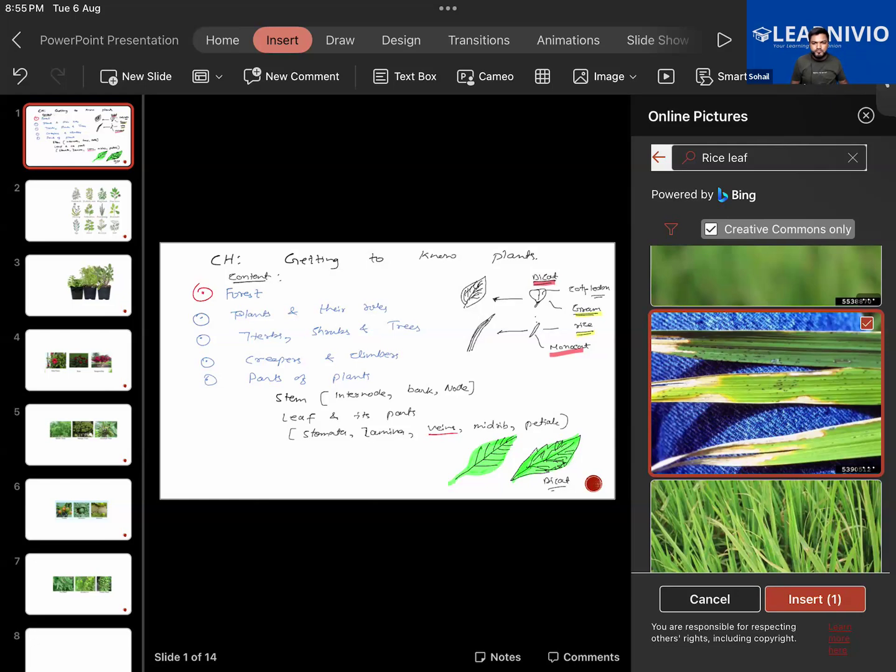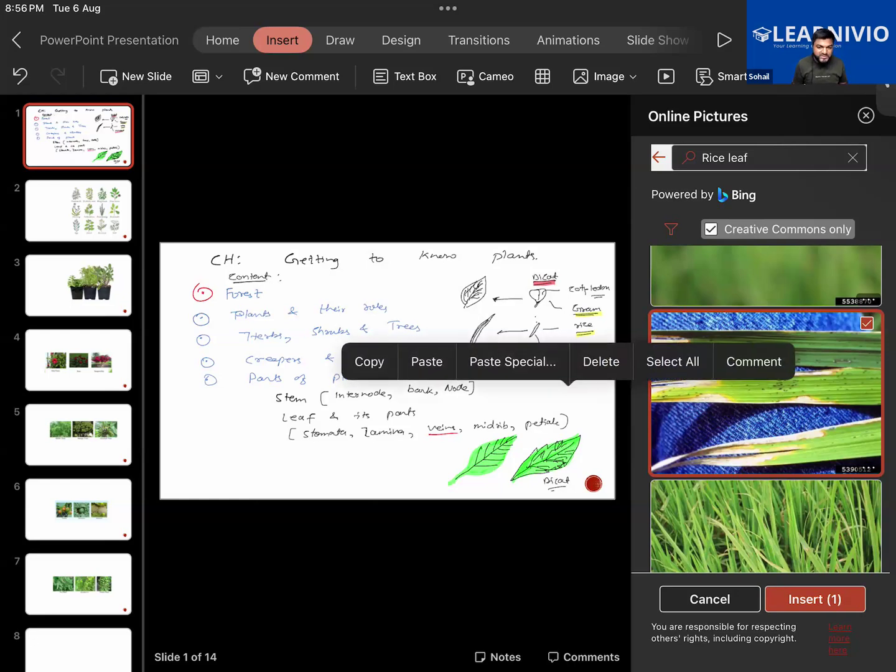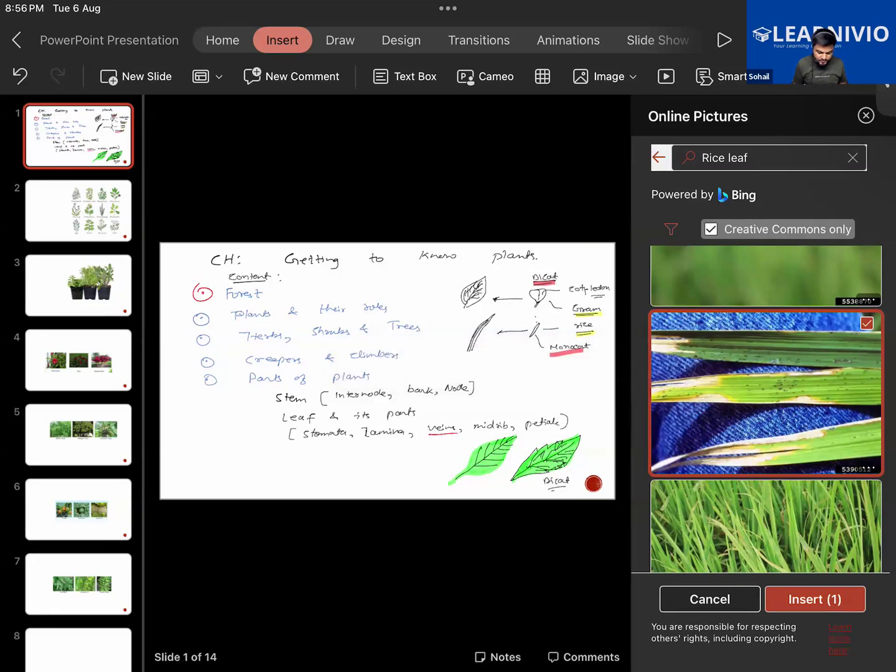So the seed of the rice is not split in the middle. It is just having one cotyledon, so that is called a monocot seed. Plants that have a monocot seed have parallel venation in them.